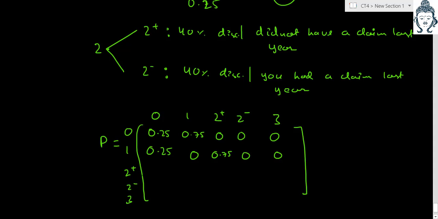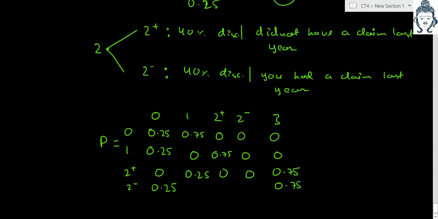So if I'm at the 2 plus level, that means that I did not have a claim last year. I'll move to state 3, that is the 60% discount, with a probability of 0.75. And even if I have a claim, I just move down one level, to state 1, with a probability of 0.25, and the rest are 0. From 2 minus, I'll move down to state 0, that is 2 levels, with a probability of 0.25, and move ahead to 3 with a probability of 0.75. And the last one is 3.